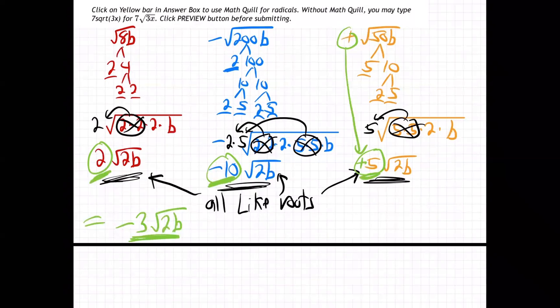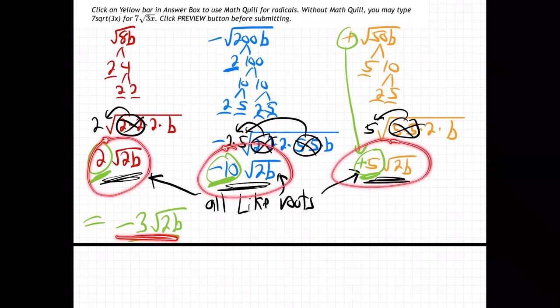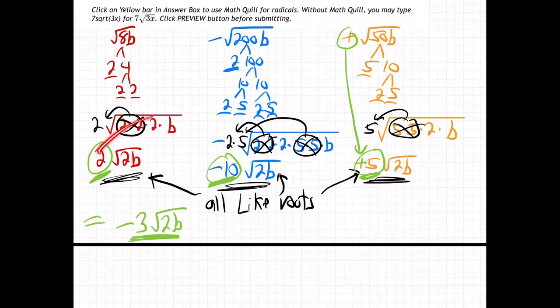That's the type of term. Like this is 2 of the root 2b terms, take away 10 of the root 2b terms, add 5 of the root 2b terms. Altogether, you've got negative 3 of the root 2b terms. That's what that means. You could do any order. Probably 2 and 5 makes 7, take away 10 is negative 3 roots of 2b. And there's our final answer. There we go.